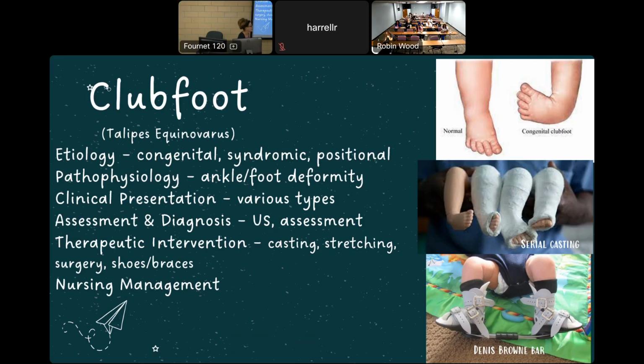And then ultimately, if less invasive interventions fail, then they can do complete surgical reconstruction. But obviously, we don't jump to that. We don't have to.